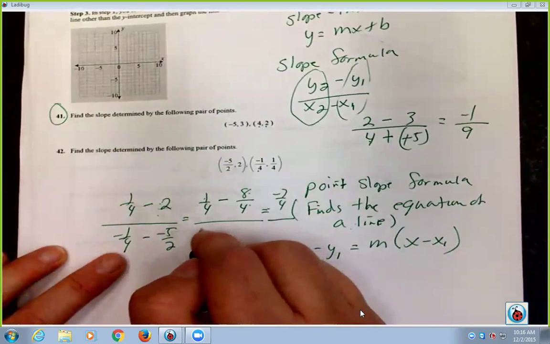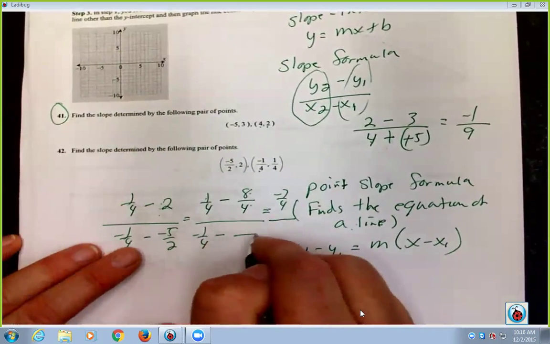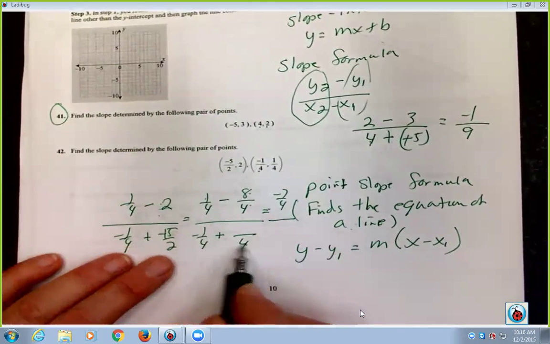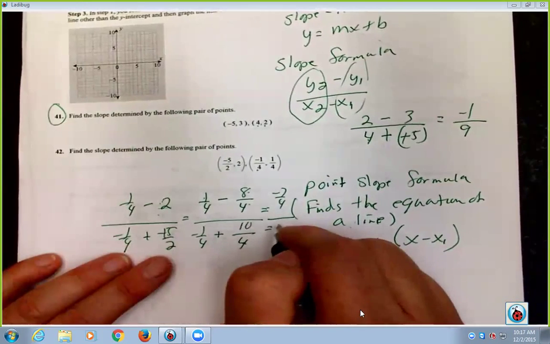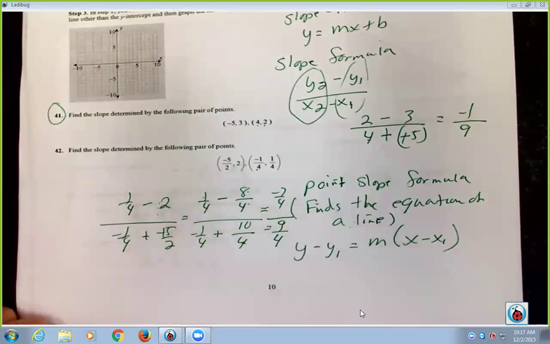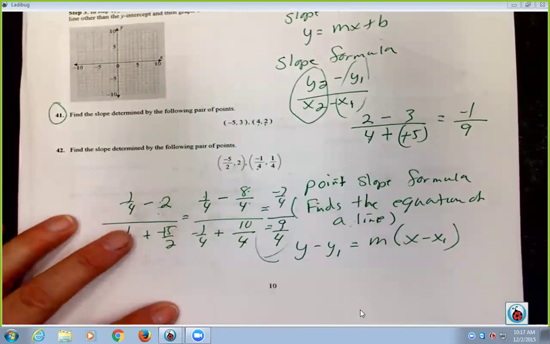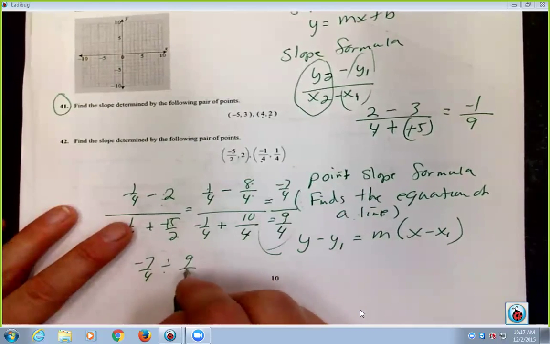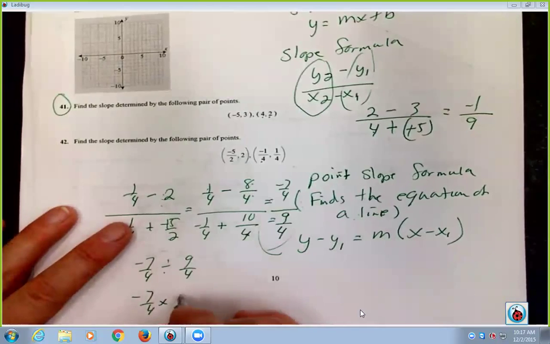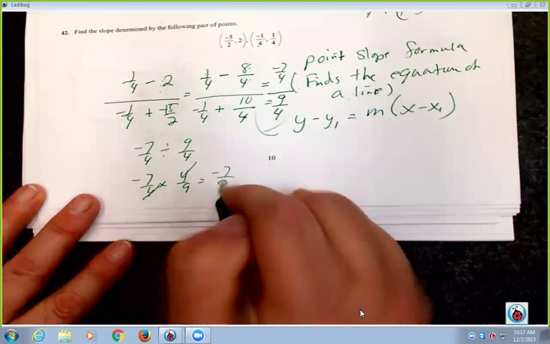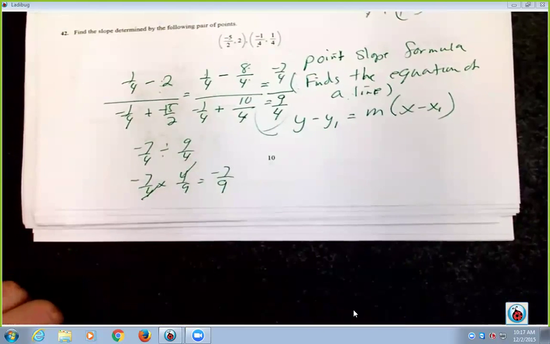Bottom, we need common denominator here too, 1/4. But I'm going to change my sign, so it's really going to be plus. 2 goes into 4 twice. 2 times 5 is 10. So I get 9 quarters. So then you have these two, which is a complex fraction now. This means to divide. So negative 7/4 divided by 9/4 is really negative 7/4 times 4/9. And my 4's will cancel. So my slope becomes negative 7 over 9.